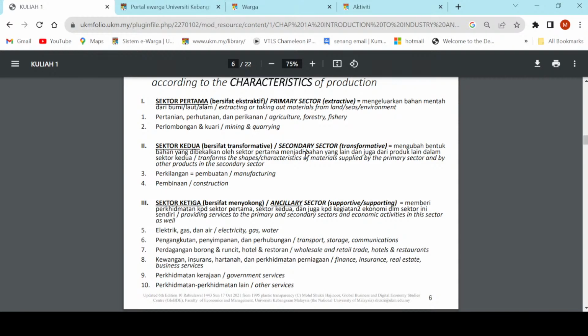Extractive here, transformative there. Take, for example, from the forest, the trees are cut and brought to the factory to make wood. Wood for construction.